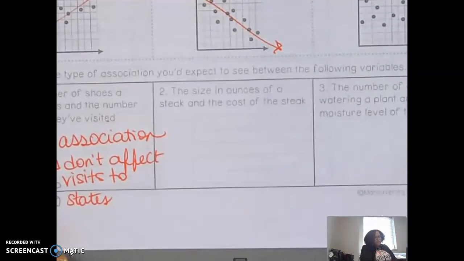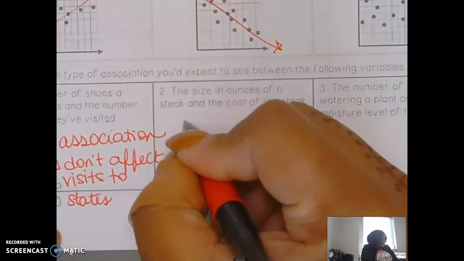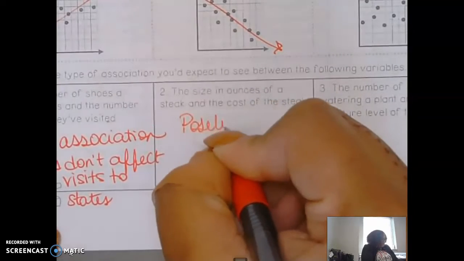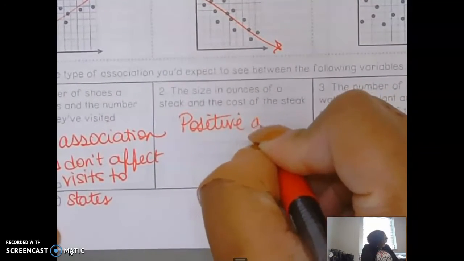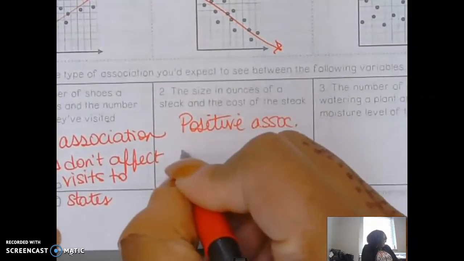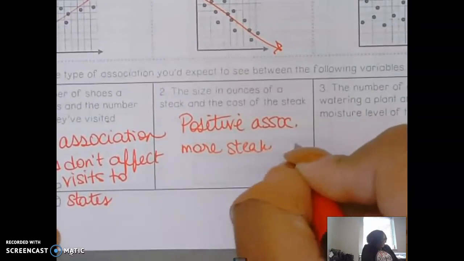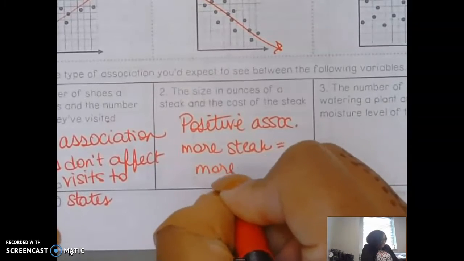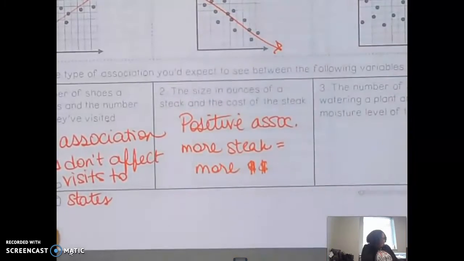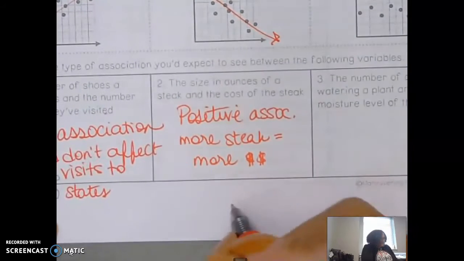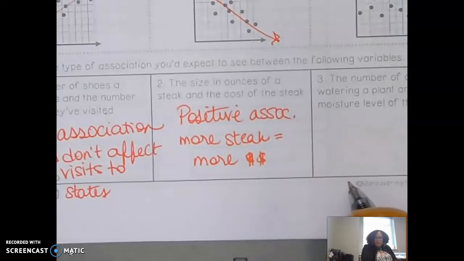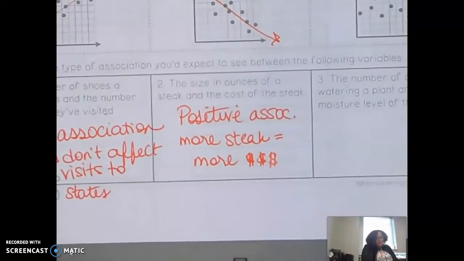All right, number 2, the size in ounces of a steak and the cost of a steak. Well, if you're a steak eater, you would know that the more steak you get, the more you got to pay. So yes, this has a positive association. More steak means more money. So you know the Yelp dollar signs, if there's a $1 sign, then it's kind of affordable. If there's 2, then it gets a little more pricey. And if there's 3 or 4, it's kind of expensive. We'll add $3 signs here, okay?